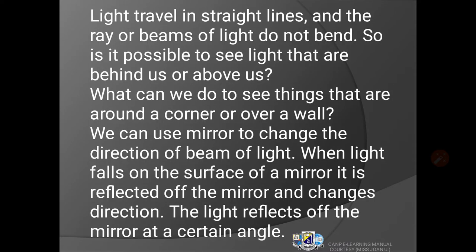Light travels in straight lines, and the ray or beam of light does not bend. A beam of light is a ray of light that is actually traveling. So we discovered that we cannot bend it. So how is it possible to see light that is behind us or above us? What can we do to see things that are around a corner or over a wall? What they're asking is this.